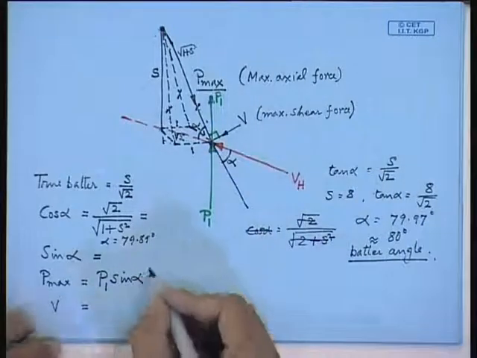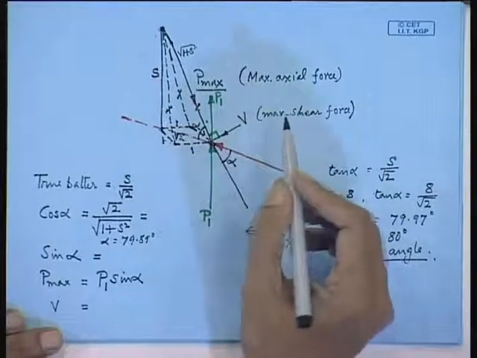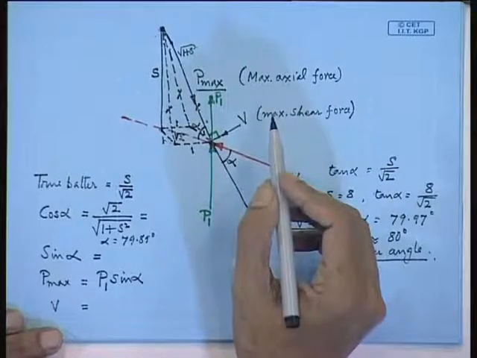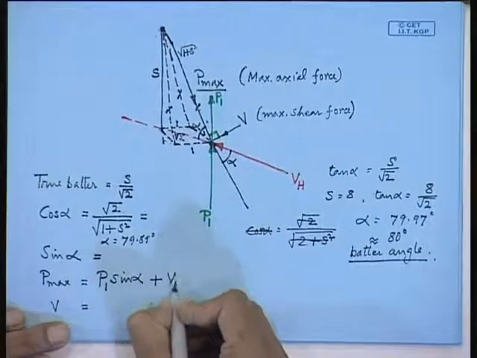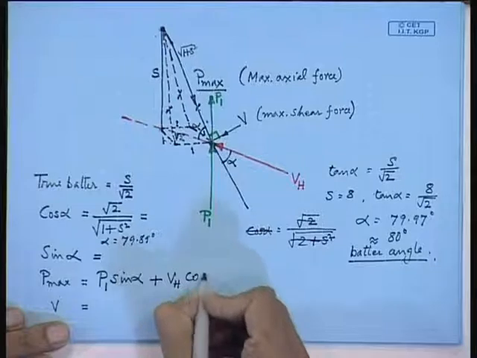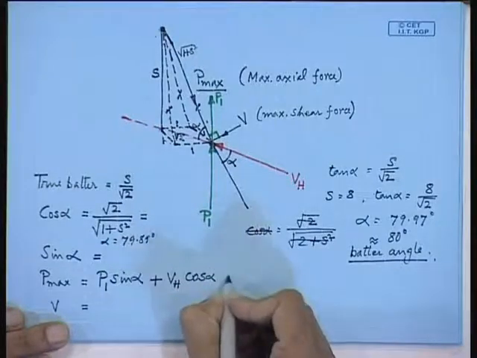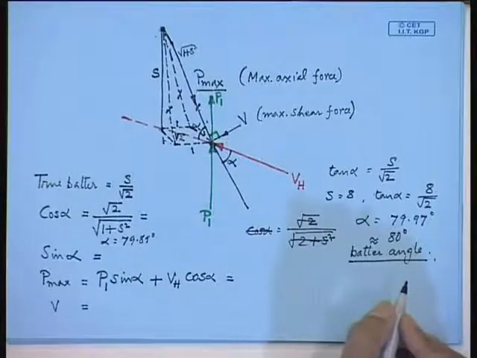So VH, how much you are getting? Both will be in the same direction, mind you. So this is plus VH cos alpha, isn't it? Am I right? So this is your P max. See how much it comes. So P max equal to P1 sin alpha or P1 by sin alpha? P1 by sin alpha, because P max sin alpha equal to P1.